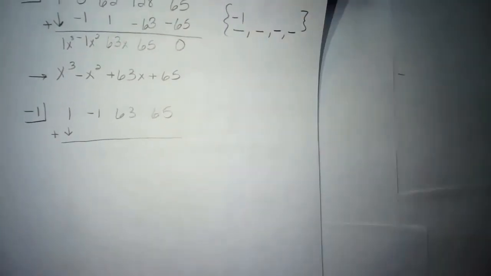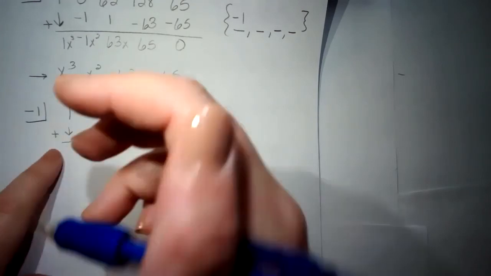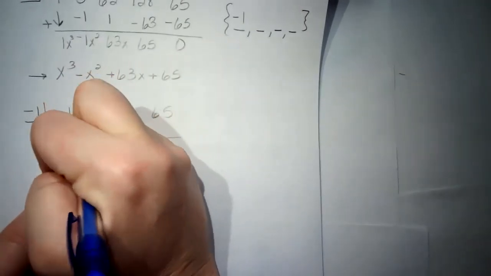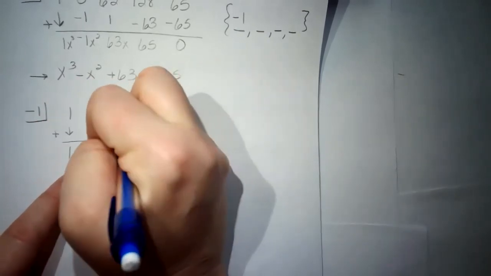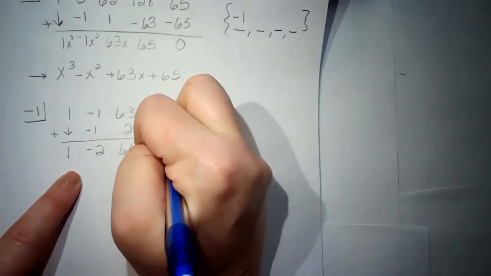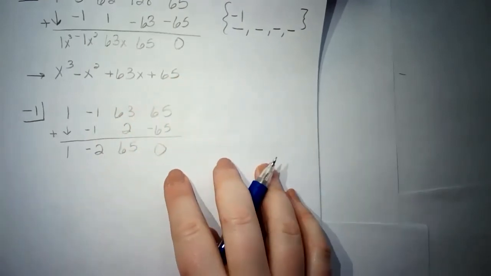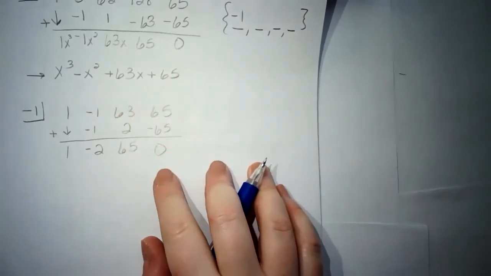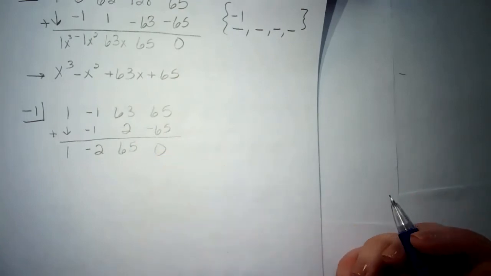Okay, so again, why am I doing it twice? Because the graph showed me a touch and turn. And if it shows me a touch and turn, I have to do it more than once. So this is going to be -2. This is a 2, this is 65. And sure enough, look at that. It was in there twice. I know that because I got a remainder of 0.